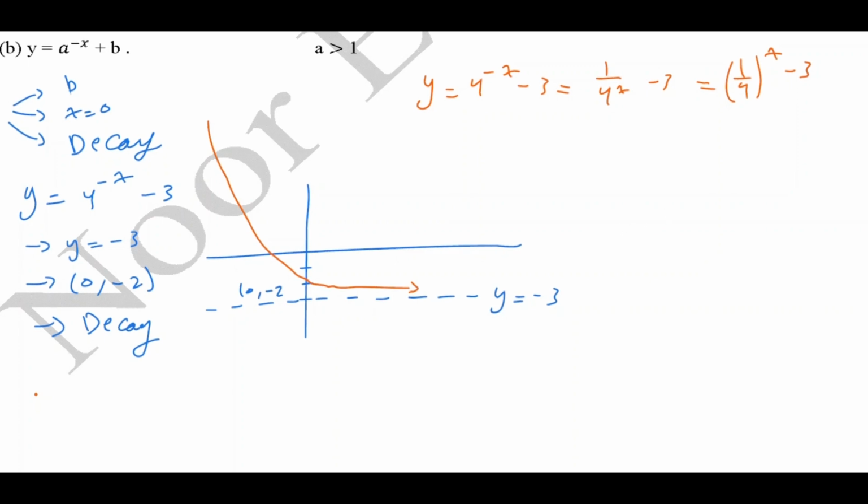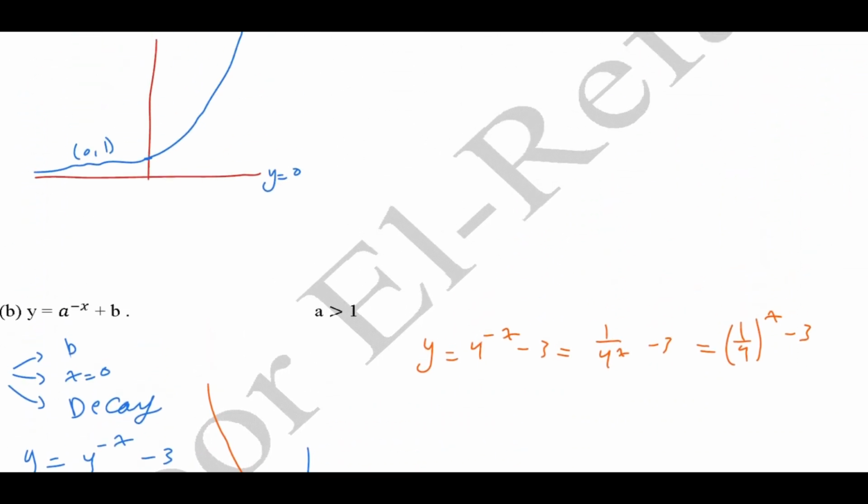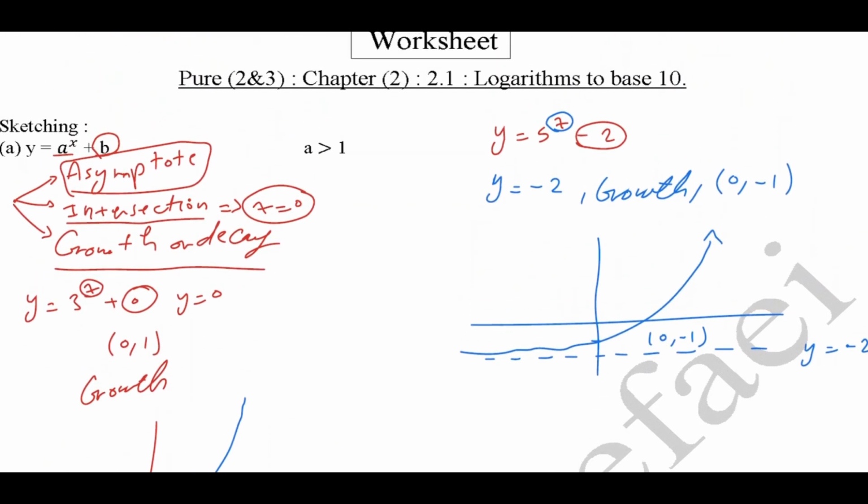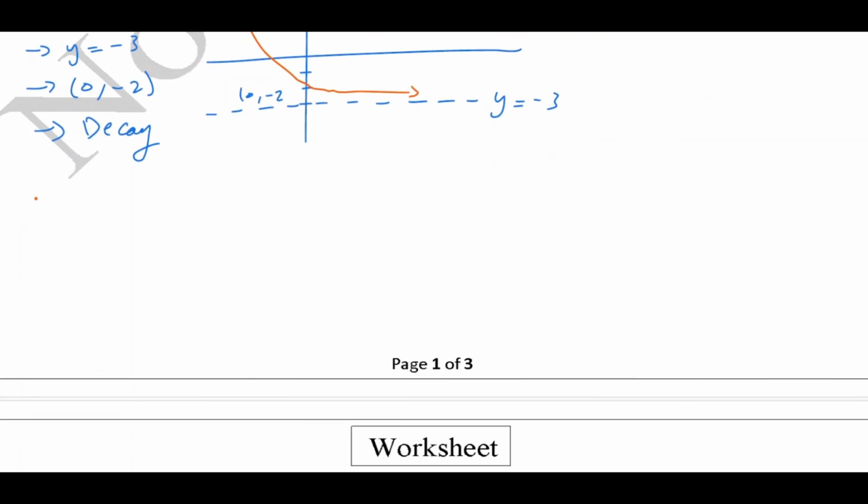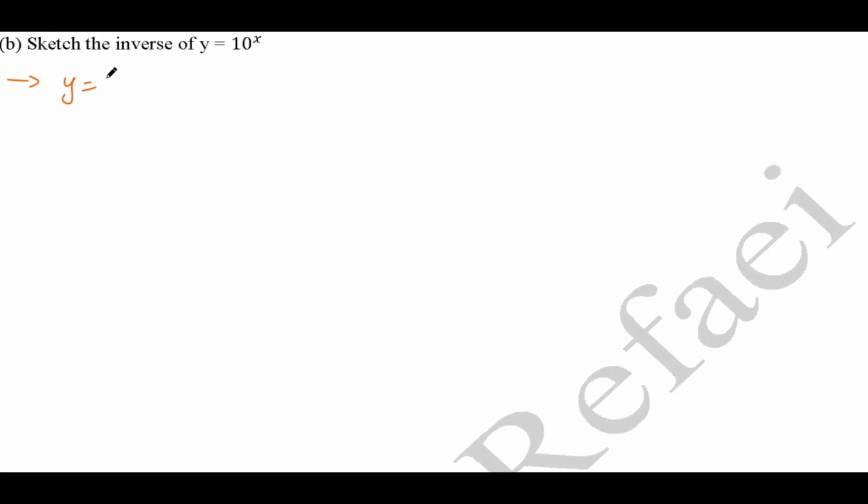And let's start with topic number 1, 2.1, logarithms to base 10. I'm going to sketch y equals 10 to the power x. Same points. The asymptote line is y equals 0, because it's plus 0. The intersection point happens when x equals 0, so 10 to the power 0 equals 1, and it's growth. I'm going to sketch it.